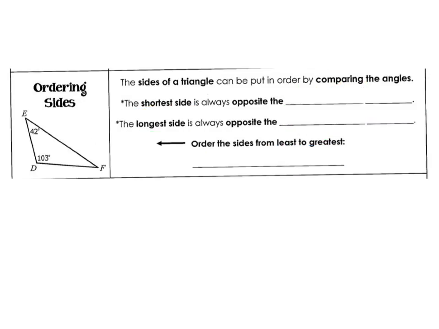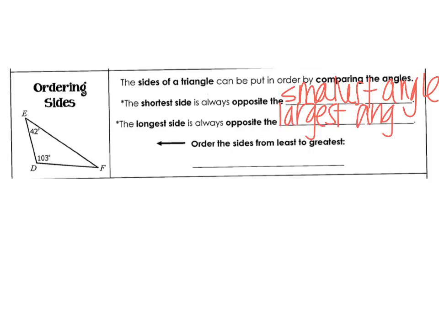All right, now we can also order the sides by looking at the angles. So we can order the sides of a triangle by comparing the angles. The shortest side is always opposite the smallest angle. And the longest side is always opposite the largest angle. So if we wanted to order the sides from least to greatest, we want to compare the angles.